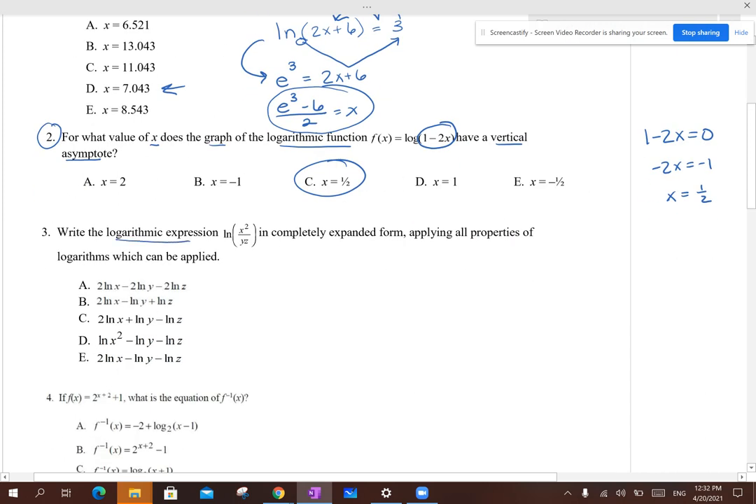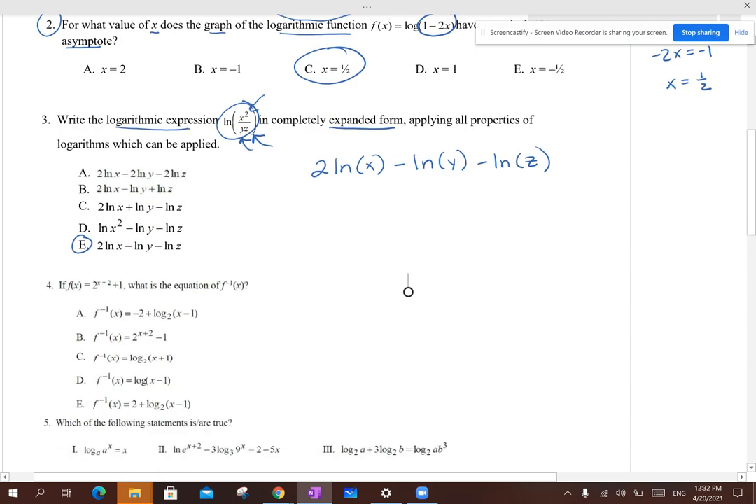Write the log expression in completely expanded form, applying all the properties. So the fact that we have an exponent, that 2, that's going to go out in front. This is the argument. The fact that the y is in the denominator and the z is in the denominator means it's going to be subtraction. So ln of y minus ln z. And so you will see that that is E. All right, so let's take a look at 4.